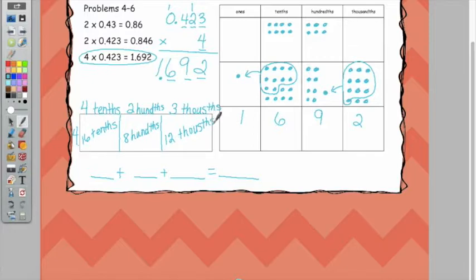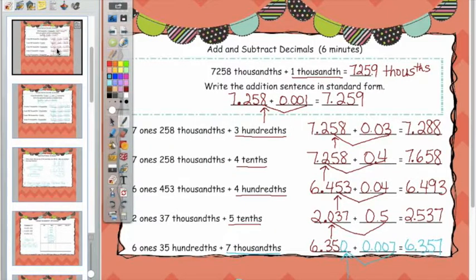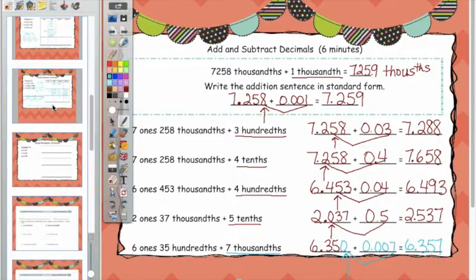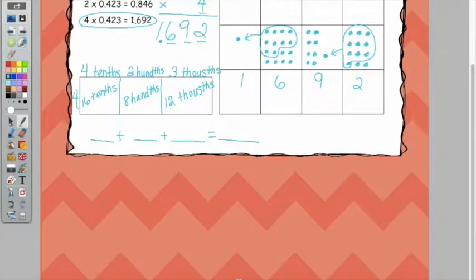Okay, now the next step, do you remember that slide we did right here, where it started out in unit form and we changed it to standard form and then added? That's all we're doing. But we're going to do it with 3 numbers this time, okay? So here I am. 3 numbers. So 16 tenths, how do I write that in standard form? 1.6. Awesome. 8 hundredths, 0.08.